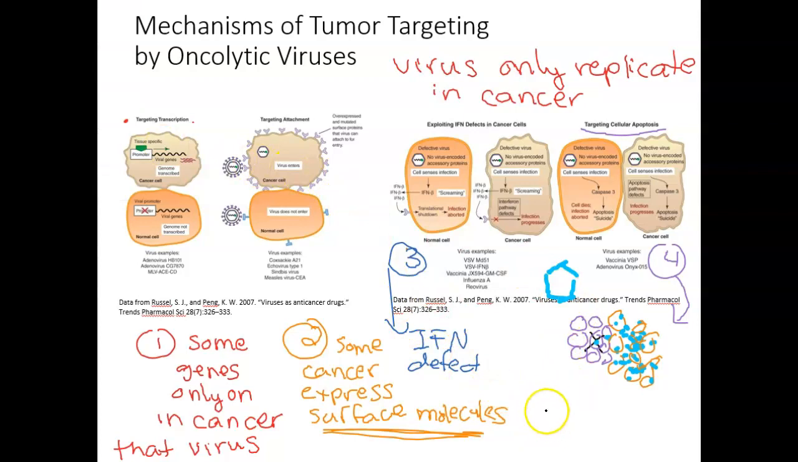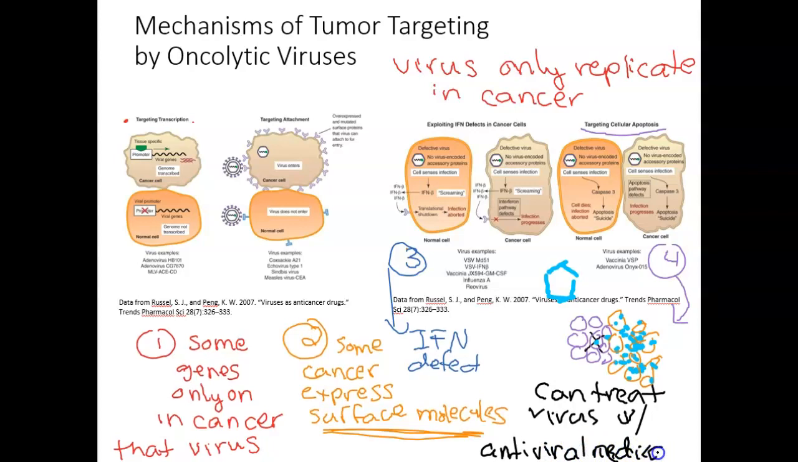It's also important that whenever you use virotherapy, you can treat the virus with an antiviral medication. So if things don't go according to plan, or for whatever reason you need to stop it, you can give the person an antiviral medication, and that will stop the virus from replicating any further. That way you don't accidentally get the person sick. So this is kind of a condition now for using virotherapy, is you have to be able to stop the virotherapy if you need to.